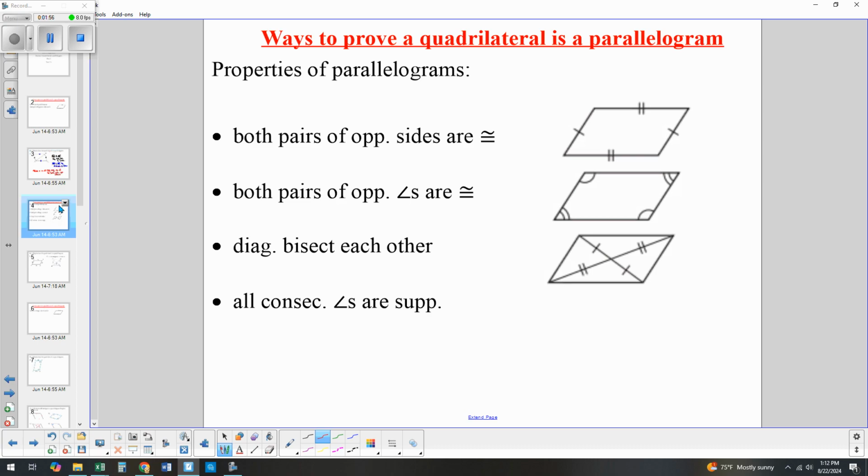Other ways, so here are some properties that we talked about. If both pairs of opposite sides are congruent, if both pairs of opposite angles are congruent, if the diagonals bisect each other, and if all consecutive angles are supplementary. The difference between these and the properties we learned is now we have to look at both. It's not okay just to know that one of the diagonals got cut in half. They have to bisect each other. It's not okay that you know one pair of opposite angles are congruent. It has to be both pairs. It has to be all the consecutive angles are supplementary.